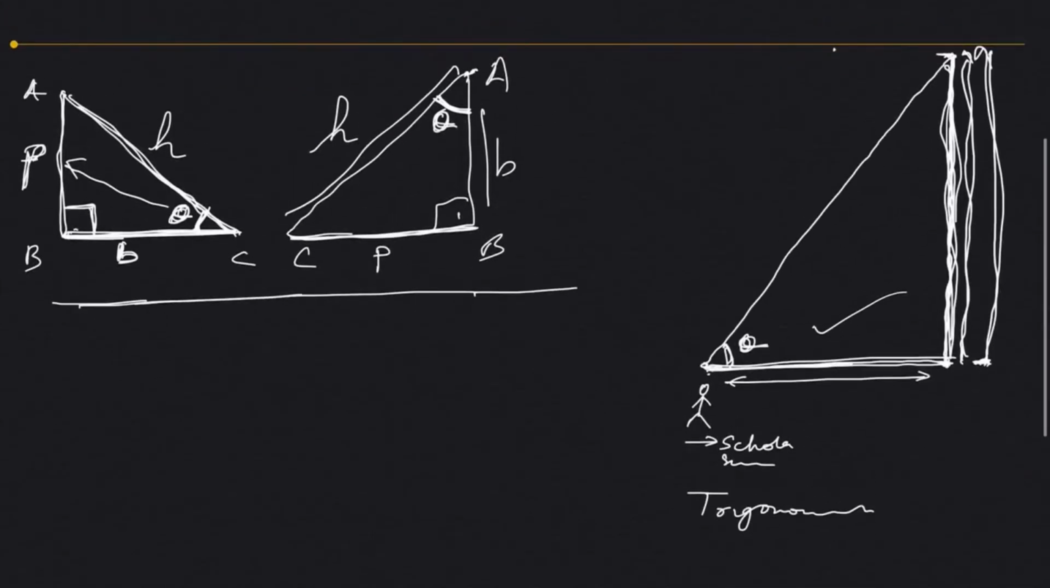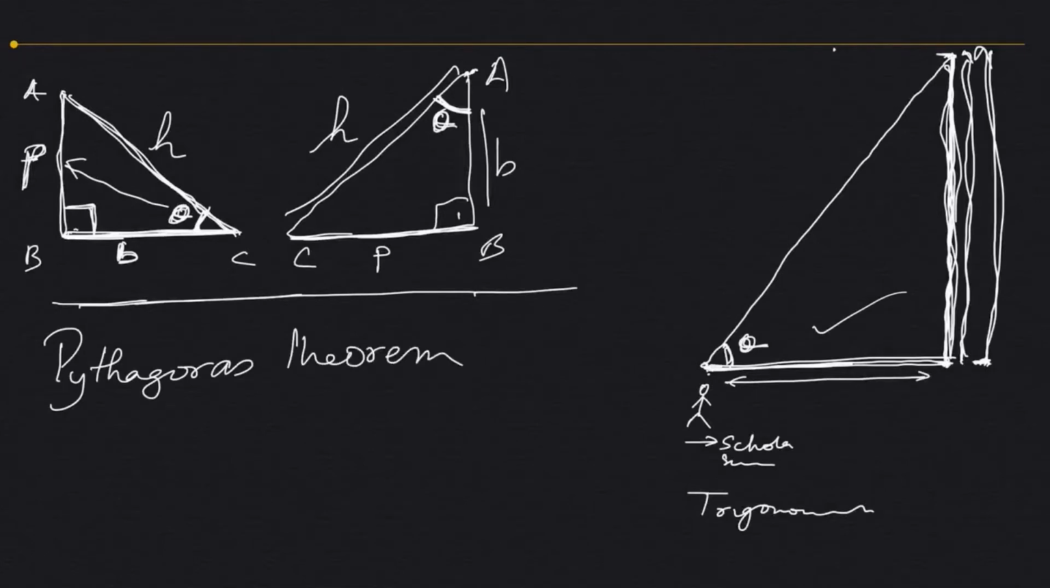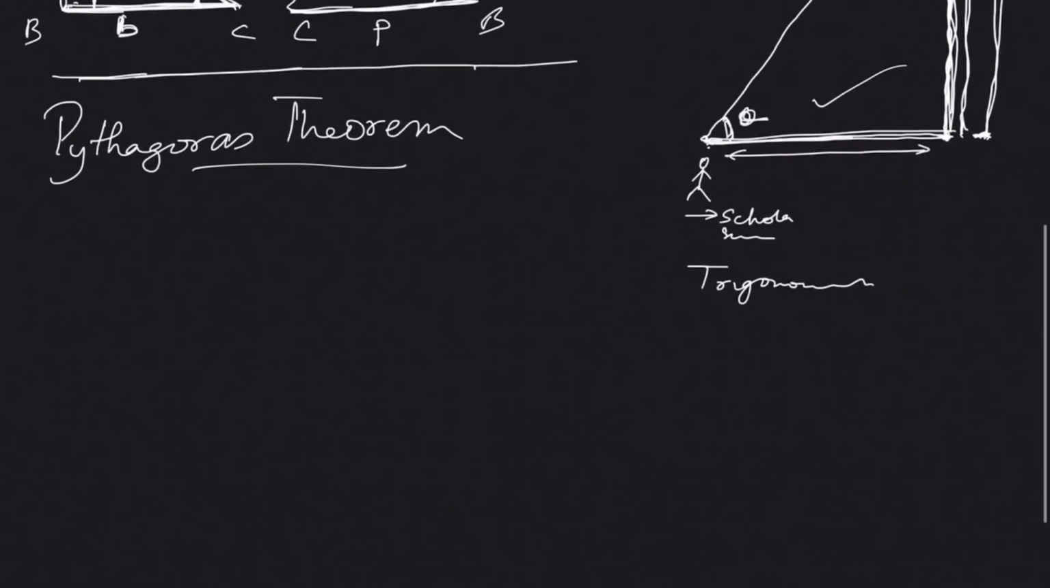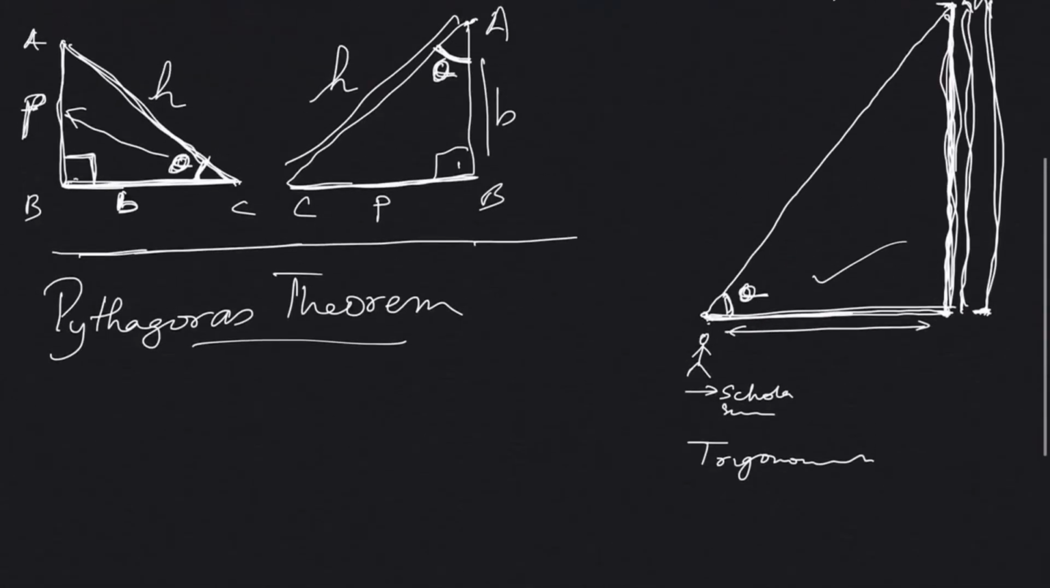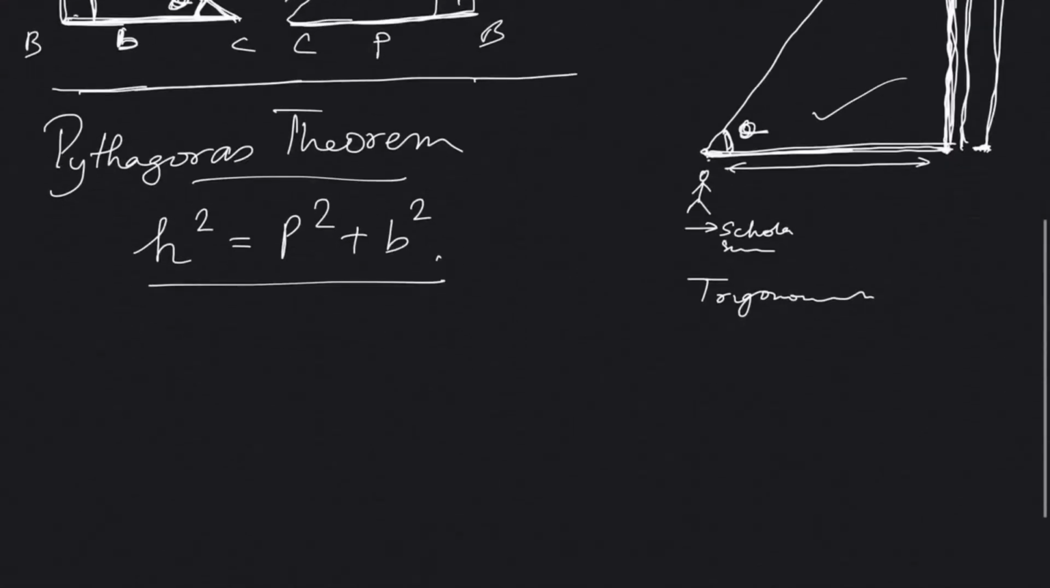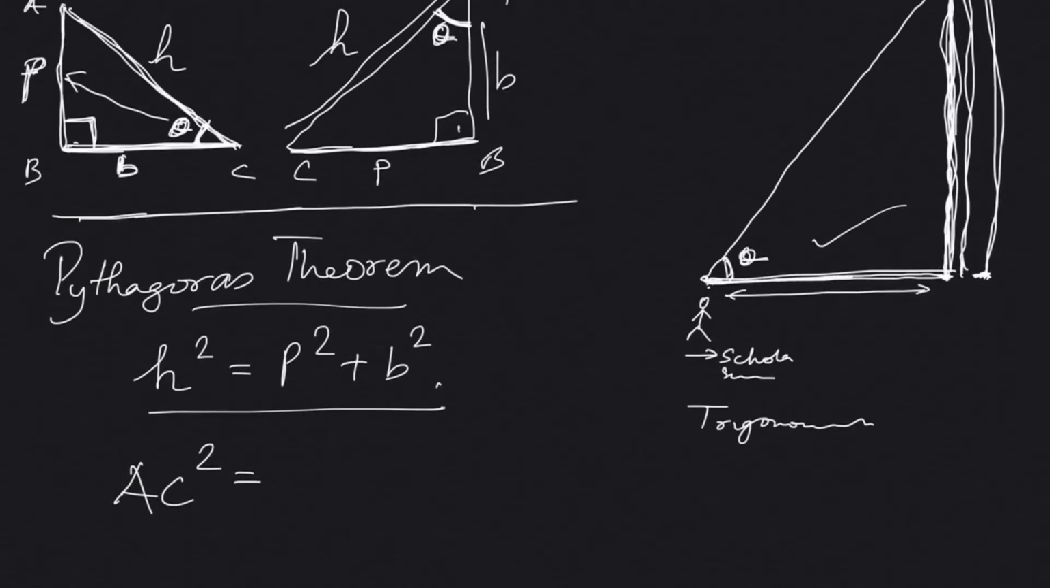Okay, so there is a relation between these three sides, which is called Pythagoras theorem. This will come in very handy. Pythagoras theorem states that the longest side in this triangle, h square, will be equal to p square plus b square, meaning the square of the hypotenuse is equal to the sum of the squares of the other two sides, AP square plus PC square.